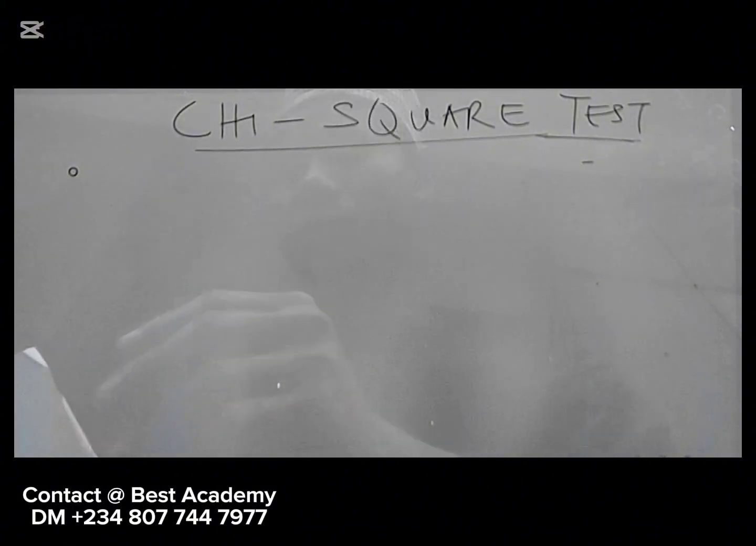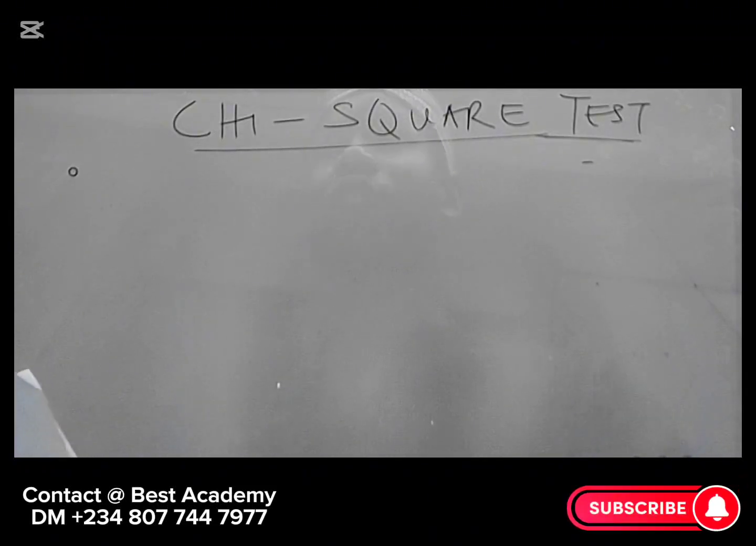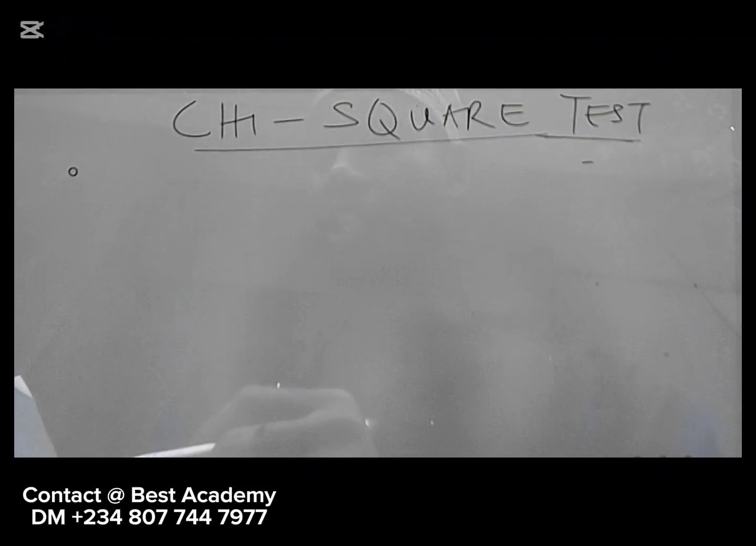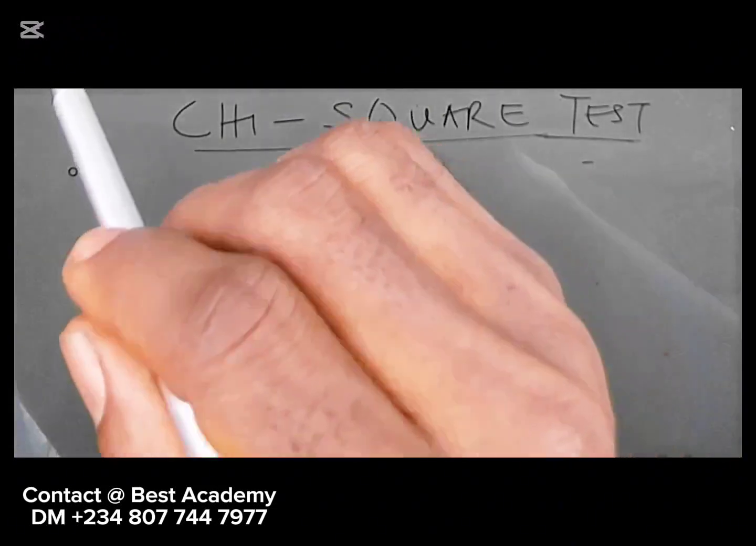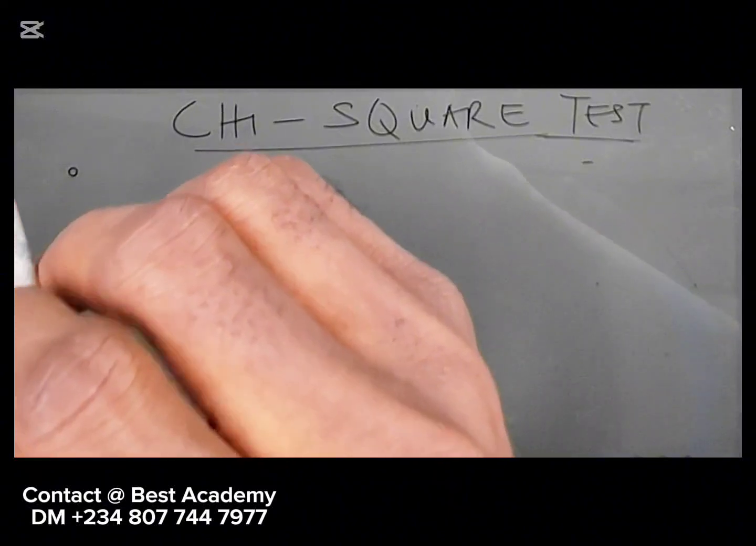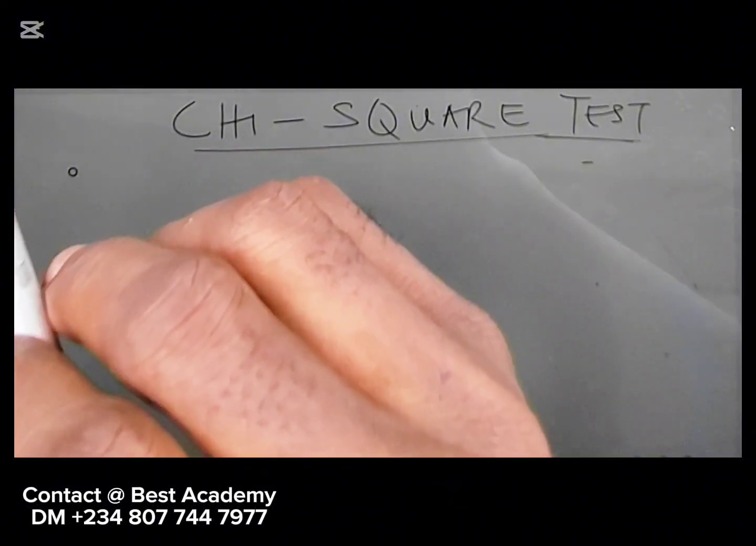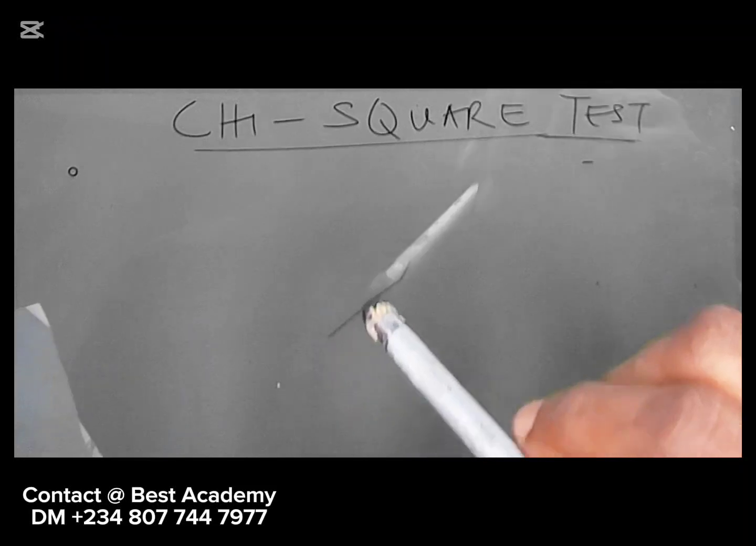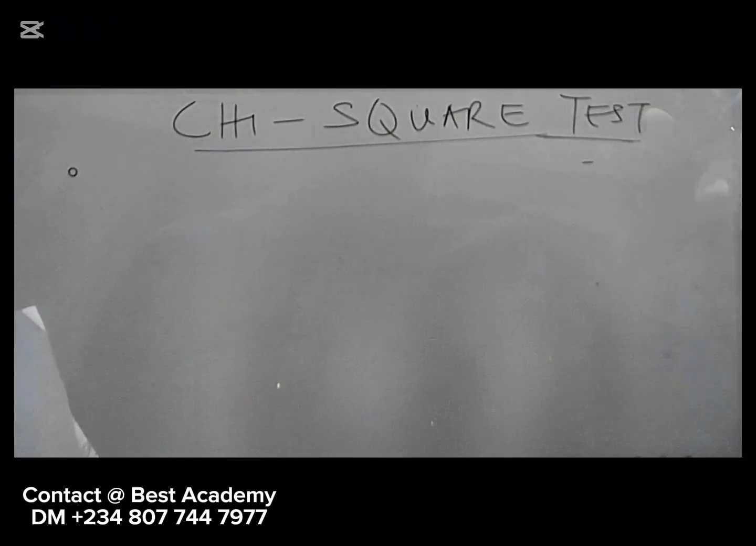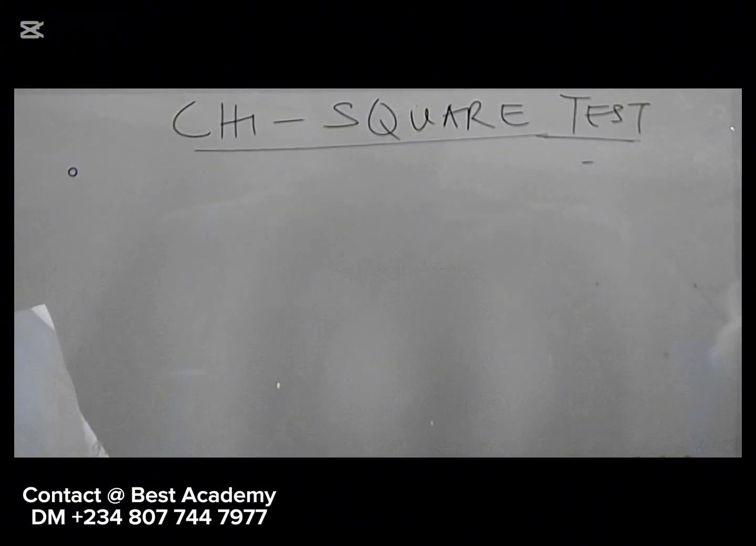Chi-square test is used to compare observed frequencies in each category to the expected frequencies in a contingency table. Now, in case you don't understand the definition, this is what it's saying.